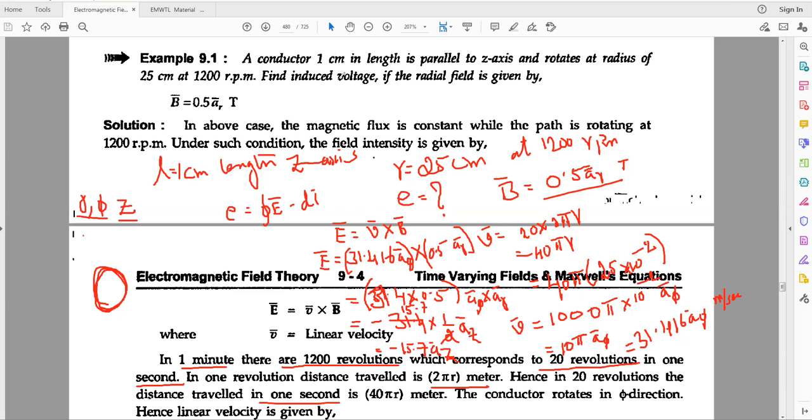We need to find the induced voltage. What is the induced voltage? E is equal to the integral of the electric field dot dl bar. The electric field here is minus 15.7 a_z bar dot dl bar. dl bar is parallel to the z-axis of the conductor, 1 centimeter long. So along the z-axis, dl bar is equal to dz into a_z bar.